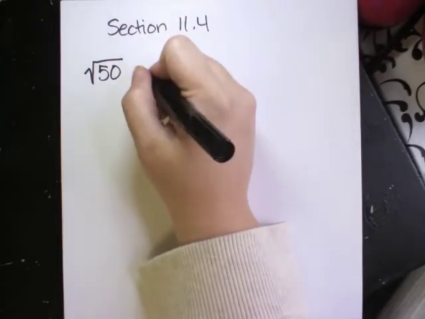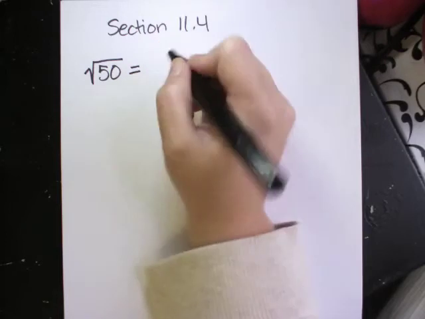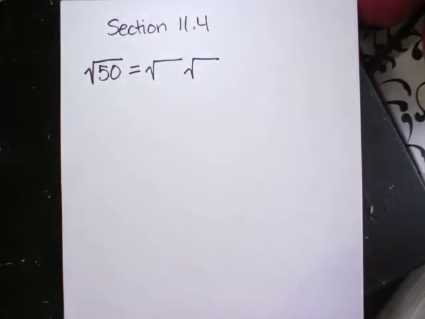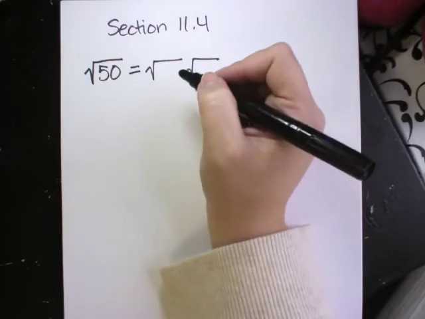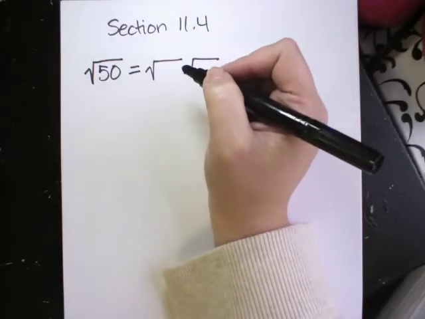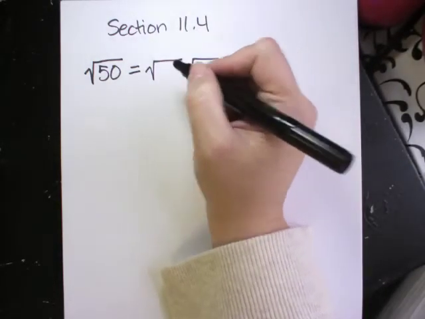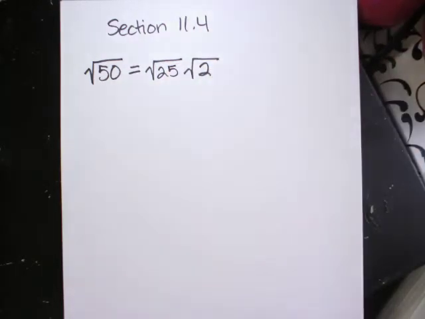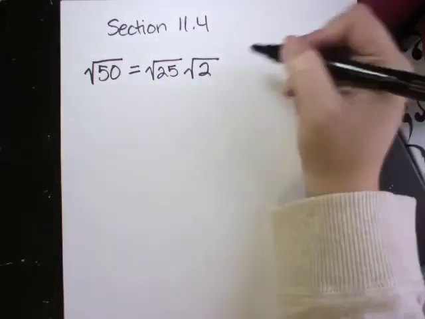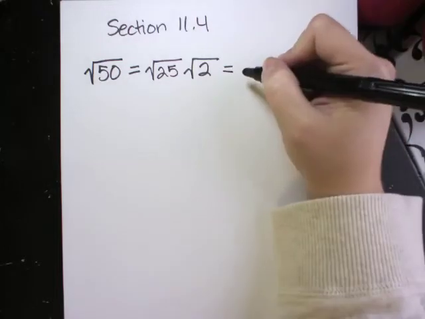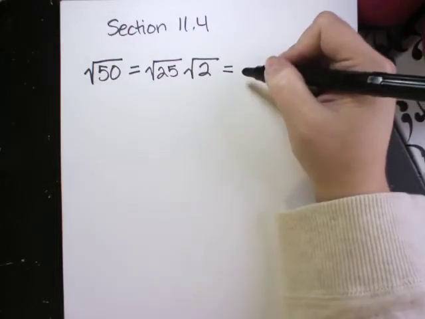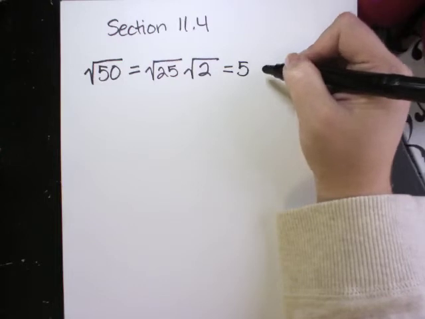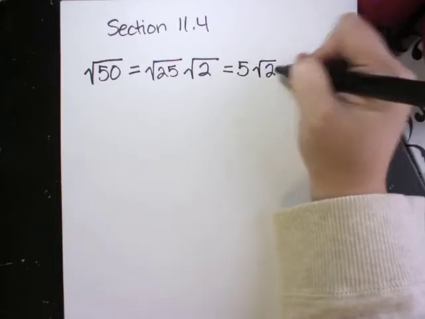To simplify the square root of 50, it doesn't have a perfect square root, so we will need to use the product property to separate out the perfect squares and the non-perfect squares. So what is the perfect square factor in 50? 25 and 2. Good. 25 is my square and 2 is my not square. So we take the square root of 25, which is 5, and that takes care of the radical symbol. And then we still have the square root of 2.